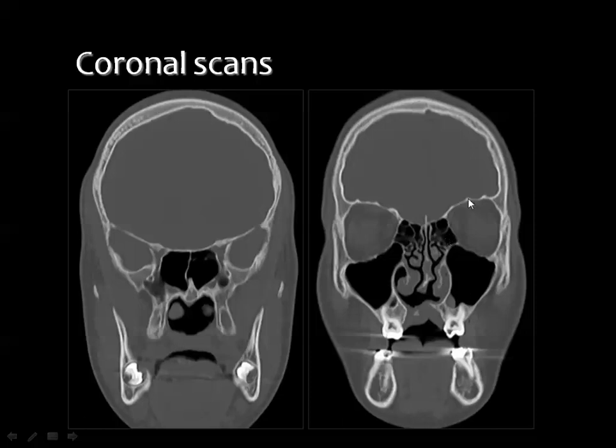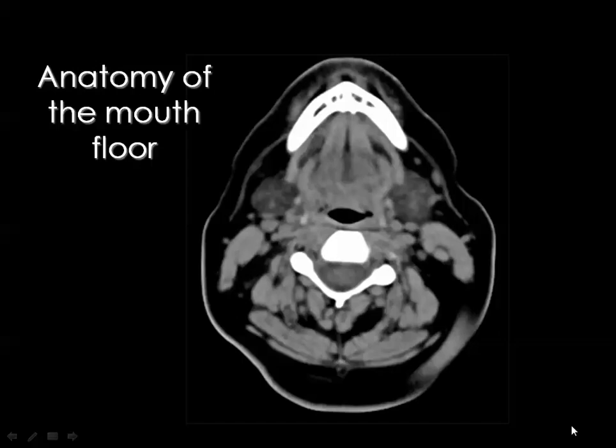Then some words about the floor of the mouth. We also have mentioned this many times before. You remember this very important midline, almost midline muscle, which is GG, or the genioglossus, and you have two muscles lateral to it, which are the hyoglossus and the styloglossus. Then you see the submandibular salivary gland on both sides, and this is the sternocleidomastoid muscle on both sides.